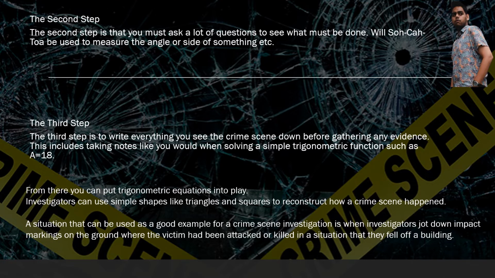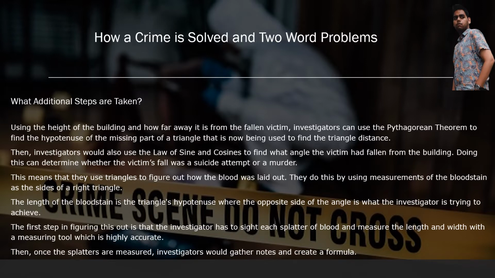Investigators can use simple shapes like triangles and squares to reconstruct how a crime scene happened. A good example for a crime scene investigation is when investigators jot down impact markings on the ground where the victim had been attacked or killed, in a situation where they fell off a building. A crime is solved as a word problem.